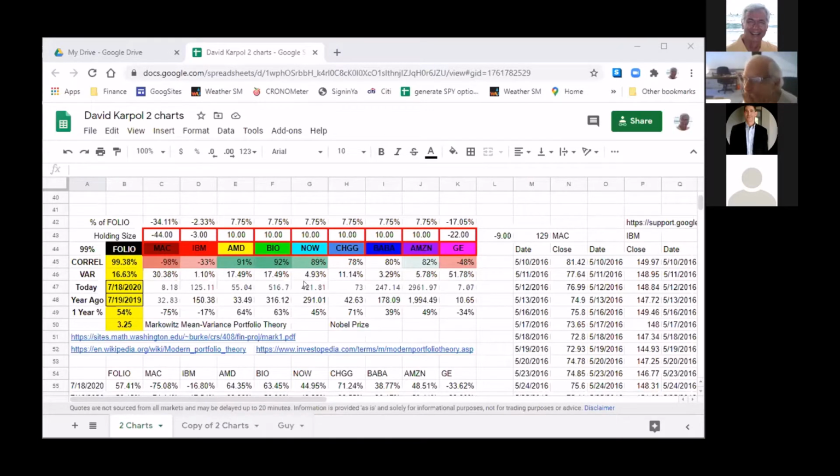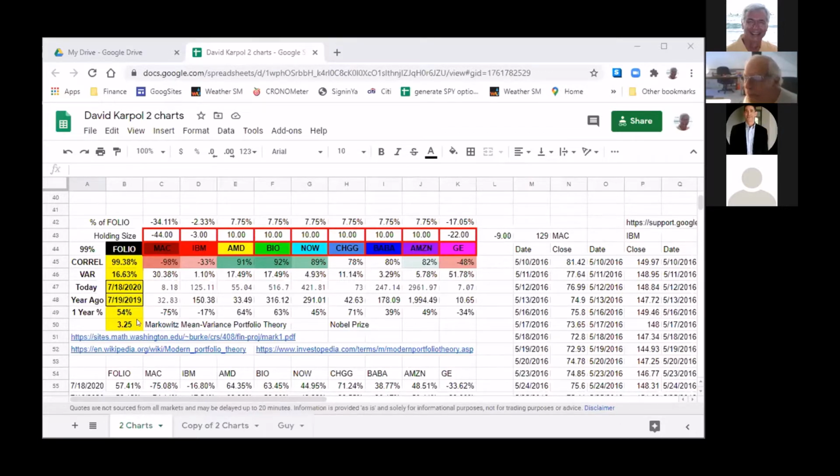Right. So this is basically a 10 stock portfolio, and the spreadsheet allows you to fiddle with the numbers in here and see how to maximize this 3.25. See if you can do that. It's by hand as opposed to using the Excel optimizer.